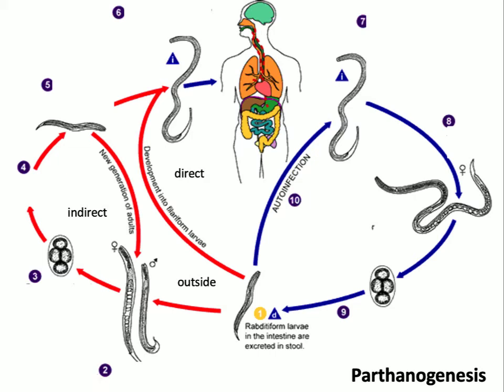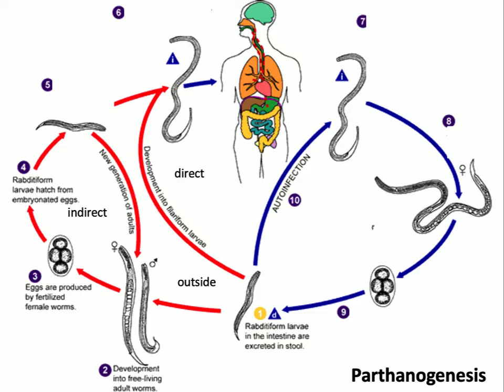Now notice how there's all sorts of different paths that this one can follow, right? So if we kind of follow, I think we're going to take the path furthest to the left. What will happen is the rhabdidiform larvae will live in the environment outside of the human body, and they will develop into free-living adult worms. Those free-living adult worms will then mate, you have the male and the female, and they will produce eggs that are fertilized. And when those eggs are fertilized, they will develop and hatch rhabdidiform larvae. Remember, rhabdidiform are the feeding active stage.